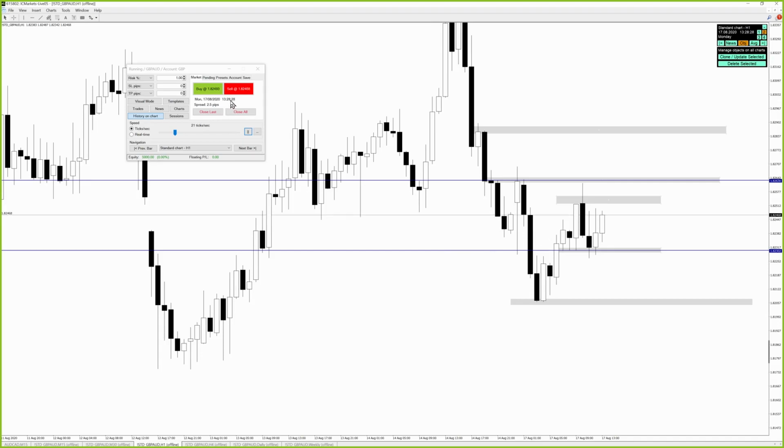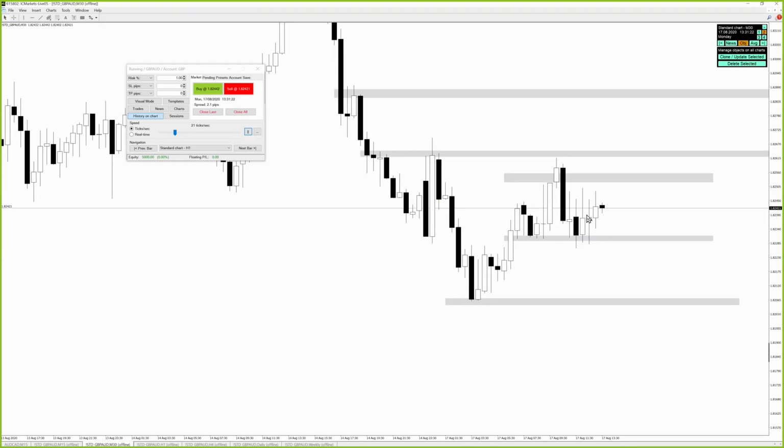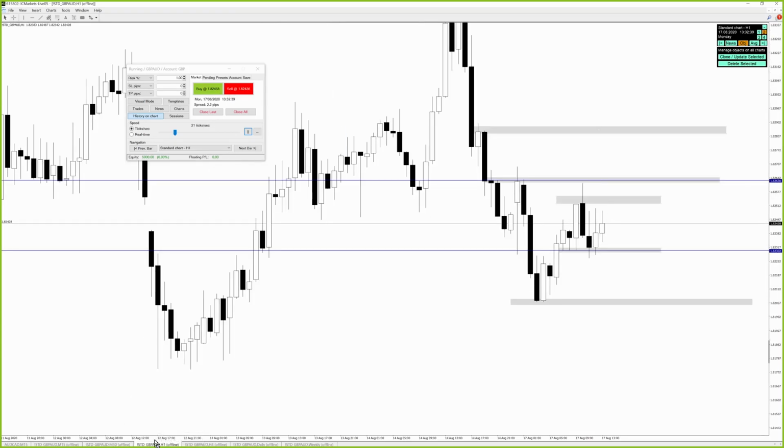The 30-minute candle is about to close. There we go. The 30-minute candle has closed bullish. And yeah, we're just stuck over here. Let's speed it up here a little bit. See what's going on.